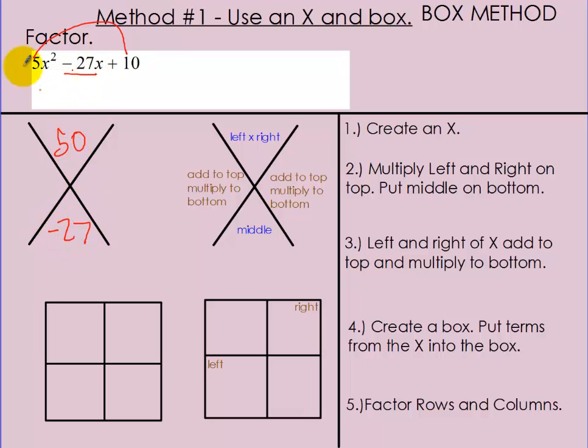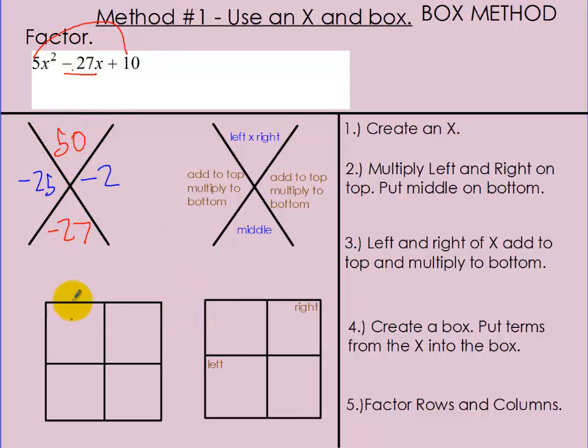So two numbers that multiply to the top and add to the bottom are going to be positive, or nope, they must add to negative 27 and multiply to a positive, so they must both be negative. It's going to be negative 25 and negative 2. So those add to negative 27 and multiply to 50.